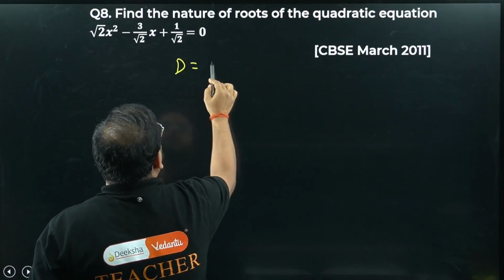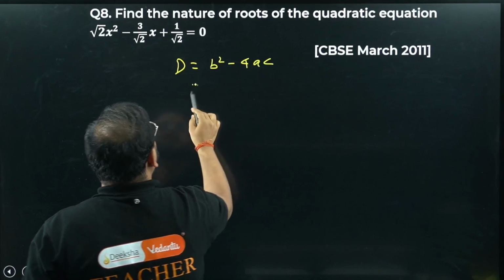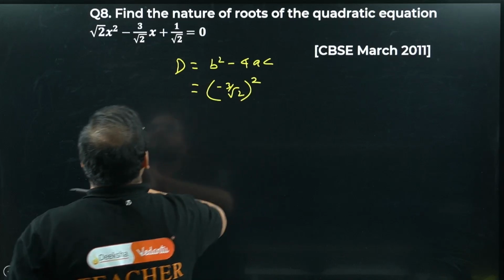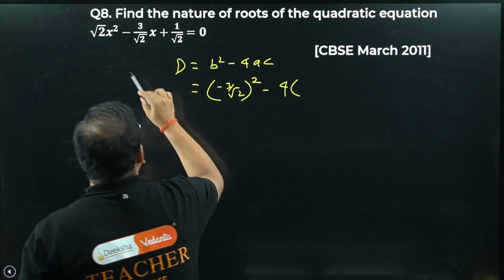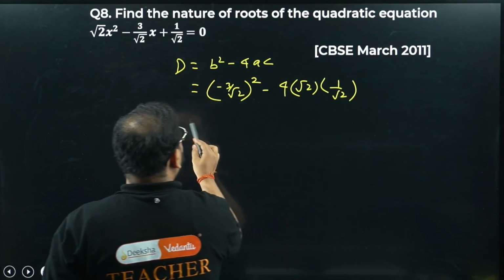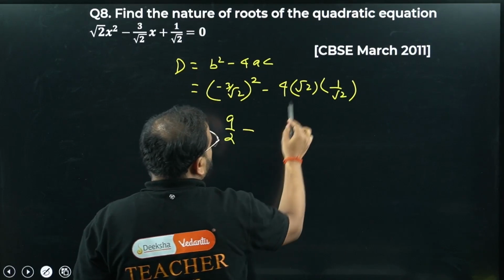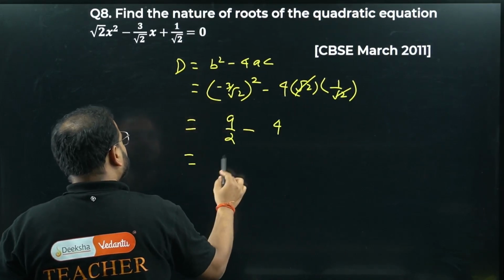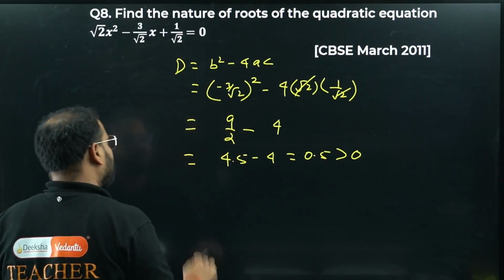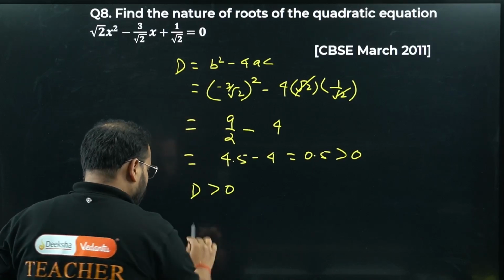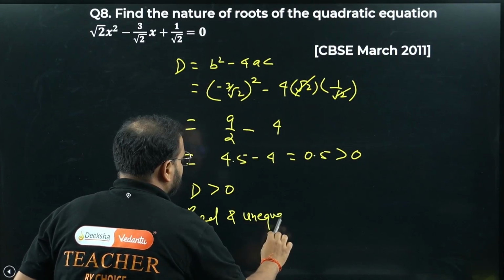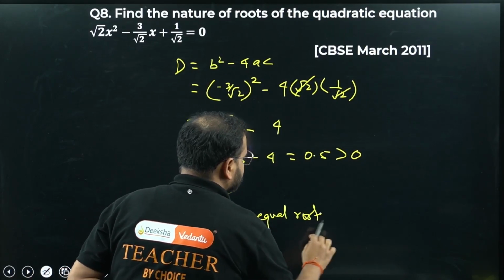D, sir. B square minus 4AC. What is B square? Minus 3 by root 2 the whole square, minus 4 times of, what is it? A is root 2. C is 1 by root 2. 9 by 2 minus, how much is it? 4. 9 by 2 is 4.5 minus 4. How much is that? 0.5, which is greater than 0. It means what? Discriminant is greater than 0. It means real and unequal roots, right? Real and unequal roots. Please check.